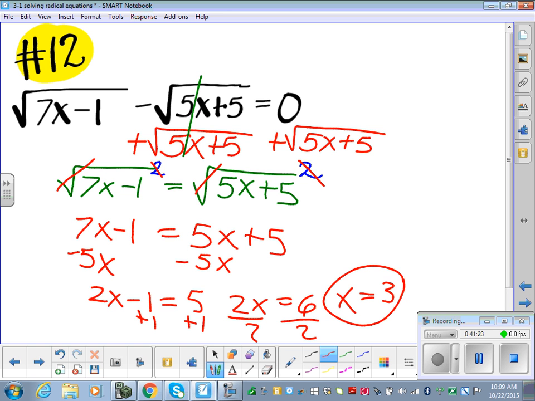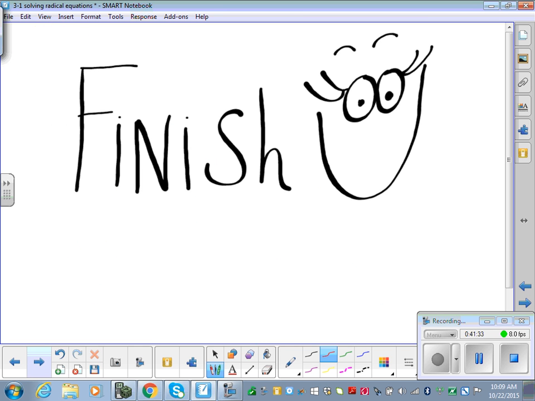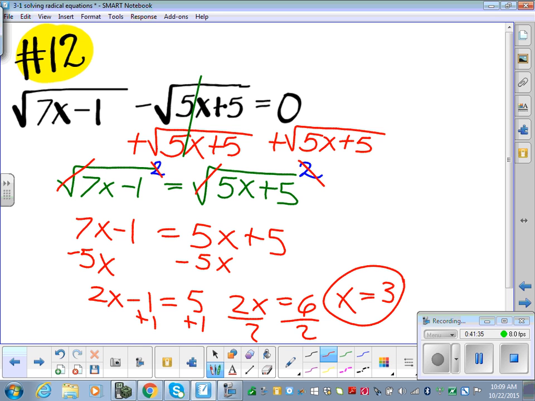Then we would check our answer by plugging it back in. And on this one, I'm not going to take the time to check it. It is good. Does that make sense? Okay. So finish the worksheet. You should be able to finish now. Do the rest of the time.